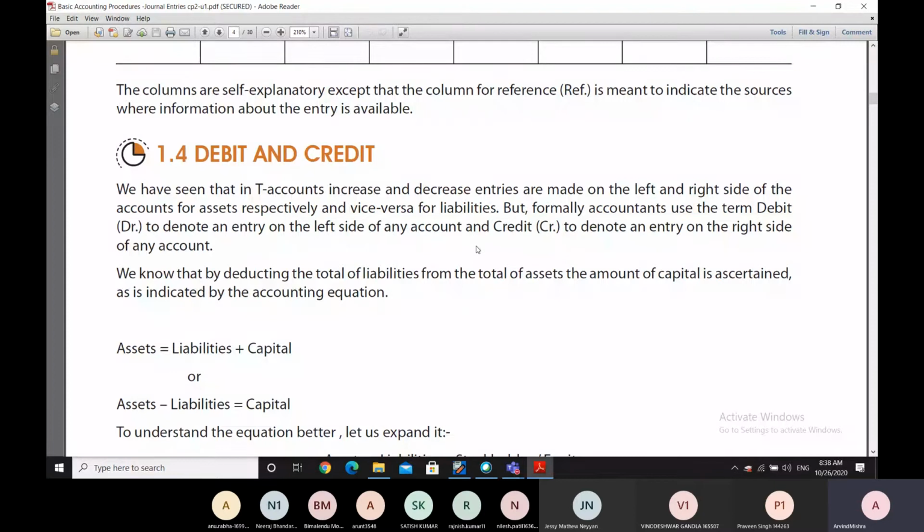And we have already seen that if it is a capital account or a liability account, whenever there is an increase of the liability, we put it in the right side, and whenever there is an asset account and there is an increase of the asset, we put it on the left side and we say that we have debited an asset account. This is the very basis of debit and credit.